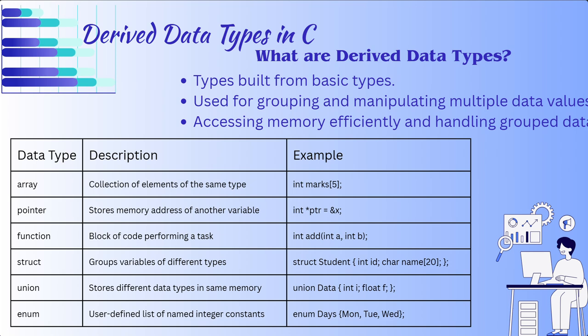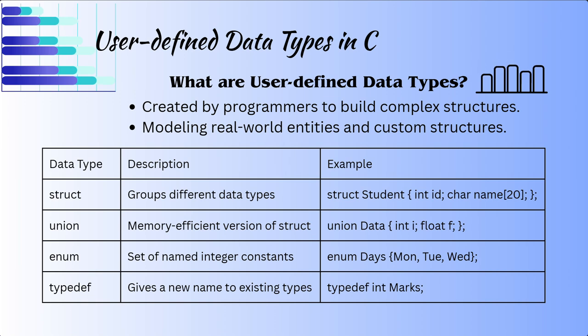Enum is a user defined list of named integer constants. So enum day is Monday, Tuesday, Wednesday. Moving on, we have user defined data types in C. What are user defined data types? They are created by programmers to build complex structures, model real world entities, and make custom structures.